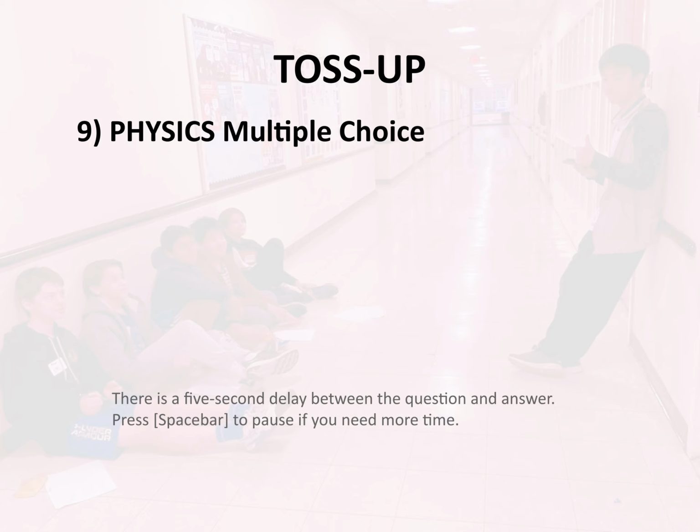Toss-up 9. Physics. Multiple choice. An object of mass m sits on a flat table. The Earth pulls on the object with force mg. Which of the following is the corresponding reaction force? W. The table pushing down on the floor with force mg. X. The object pushing down on the table with force mg. Y. The object pulling upward on the Earth with force mg. Z. The table pushing up on the object with force mg.